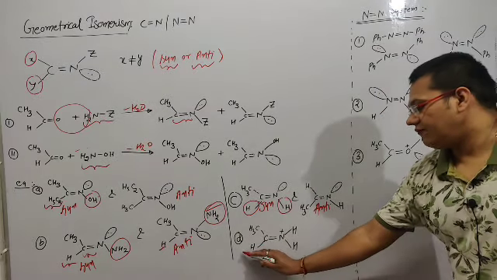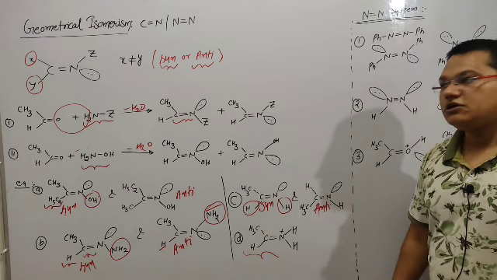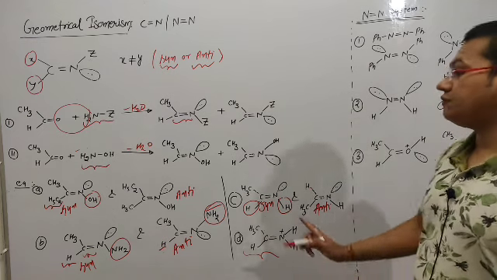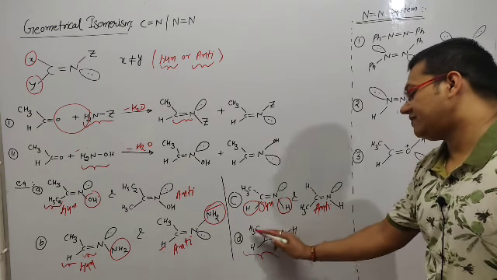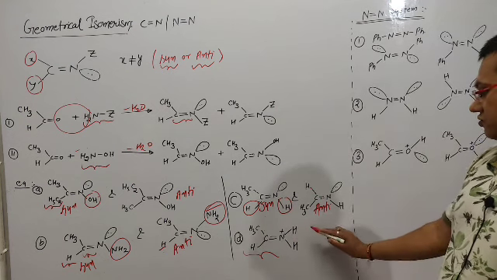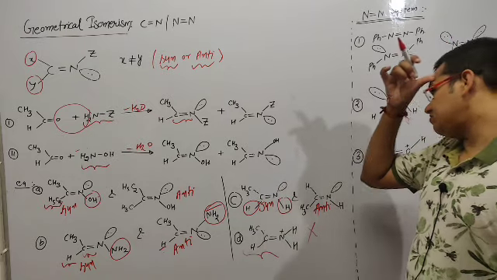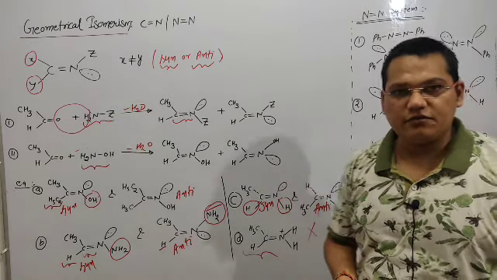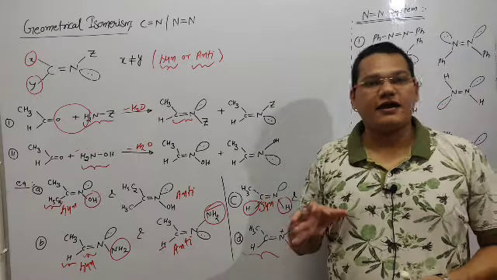Now here, in the fourth example, is this showing geometrical isomerism or not? First, students, all groups must be different, but here this group is different, while on this nitrogen these two groups are the same. So this compound does not show geometrical isomerism. So for geometrical isomerism in carbon double bond compounds, just focus on which groups are attached.